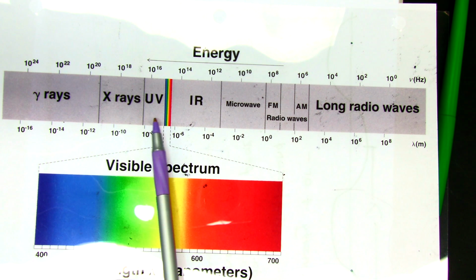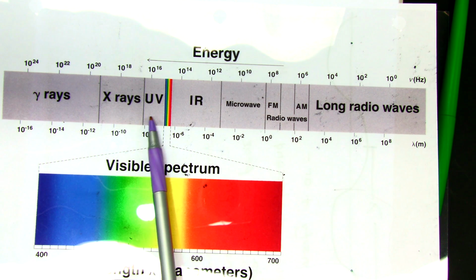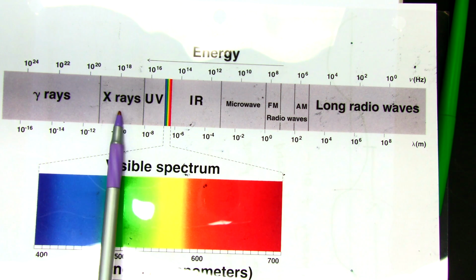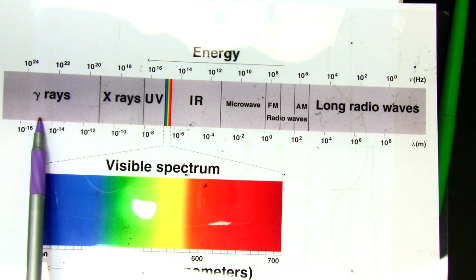Then next to the visible, it's the UV rays. That's the rays from the sun that cause the skin damage and sun tanning. Then X-rays, which can do more than just burn your skin because they can penetrate. And then gamma rays, which can really disrupt things.